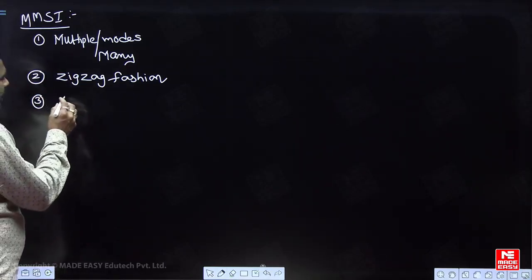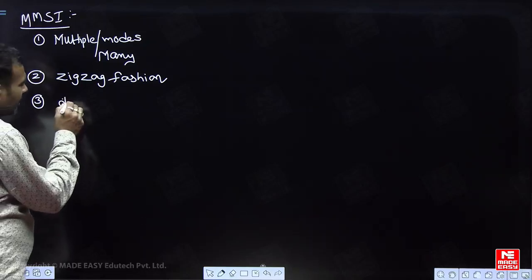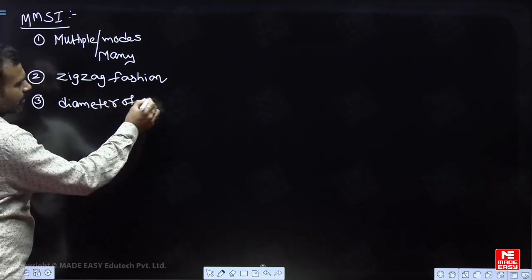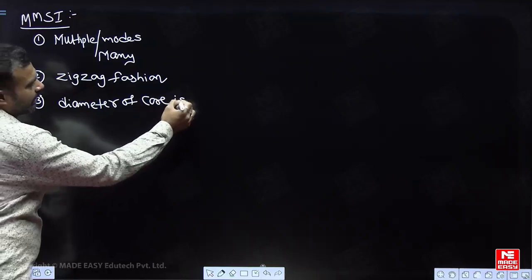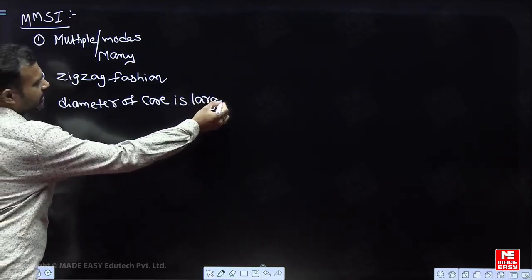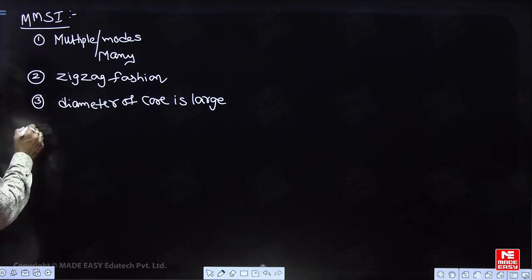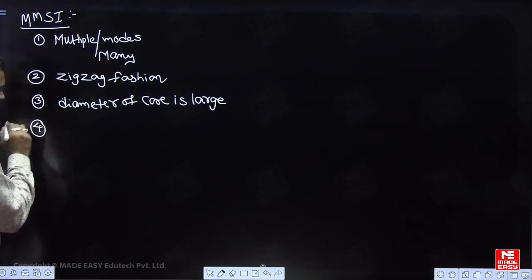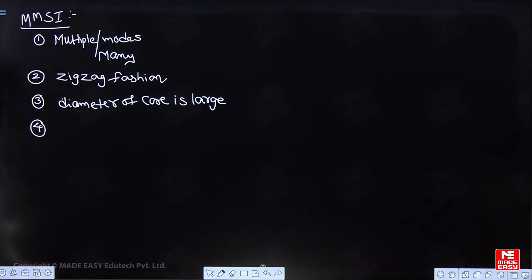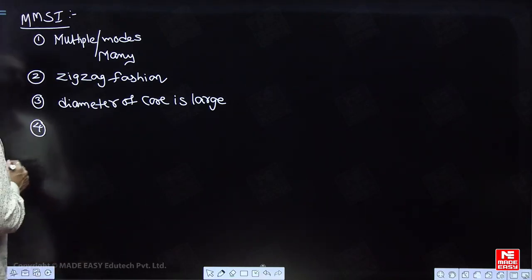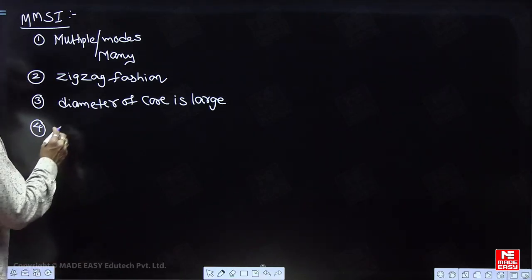The next point I want to tell you here is that the diameter of the core is large. If we talk about the diameter of the core, the diameter of the core is large. After that we will talk about another fiber, which is called the MMSI fiber.